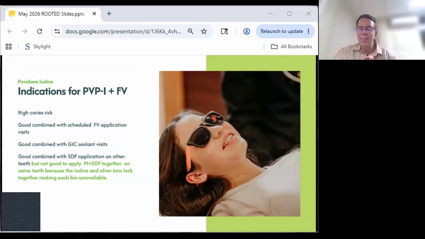So we do use glass ionomer in the first visit. We use betadine. We use silver diamine fluoride. Just don't use silver diamine fluoride at the same time as glass ionomer on the same tooth. So if you're concerned about stain, say in the anterior, use betadine. It won't stain. If you're not concerned about stain and you want a little bit more effectiveness for remineralization, use silver diamine fluoride in the back.